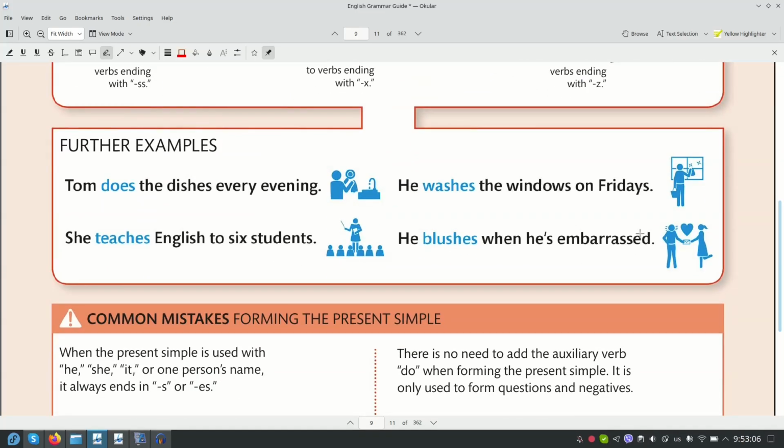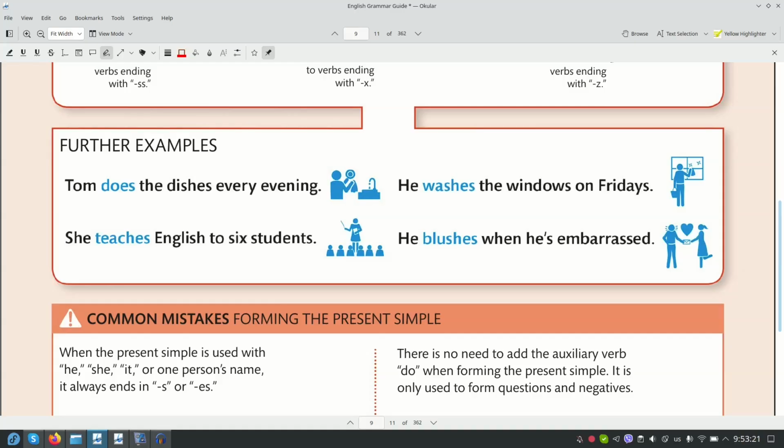Further examples. Tom does the dishes every morning. She teaches English to 6 students. He washes the windows on Fridays. He blushes when he's embarrassed.